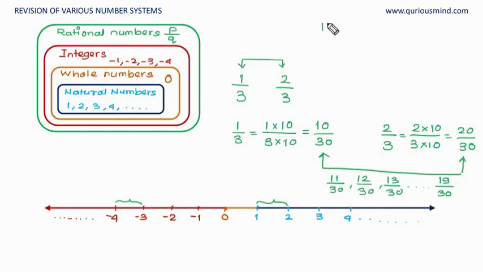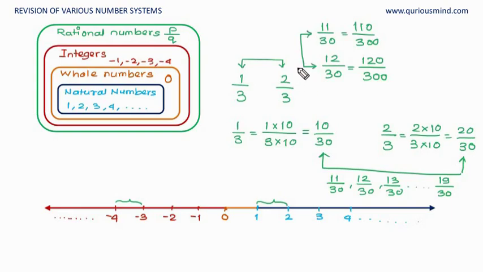Is it? Now if I find the equivalent rational number of 11 upon 30 by multiplying by 10, then I will get 110 upon 300. Same way, for 12 upon 30, I can get the equivalent rational number 120 upon 300. And now I see between these 11 upon 30 and 12 upon 30, I have 111 upon 300, 112 upon 300, 113 upon 300, and so on up to 119 upon 300. So even between these two rational numbers, we have more rational numbers.